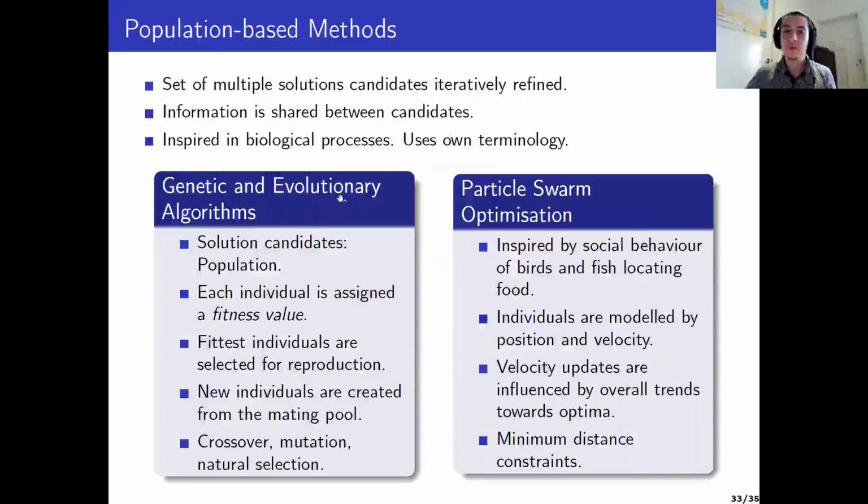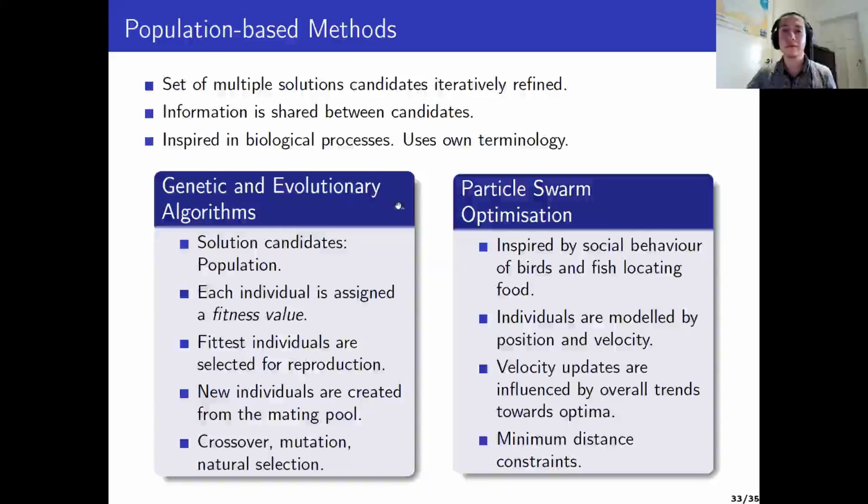One of the most popular ones are genetic and evolutionary algorithms, where they use metaphors related to natural selection and crossover and mutation. The solution candidates are denoted as the population. For each individual in this population, we assign a fitness value that allows us to compare between them. This is not necessarily the value of the objective function, since these algorithms are fitted for multi-objective functions. Then the fittest individuals are selected for reproduction, and new individuals are created from the mating pool. And so terms like crossover, mutation, natural selection, survival of the fittest, these are terms that are used within the context of algorithms that fall into this category.